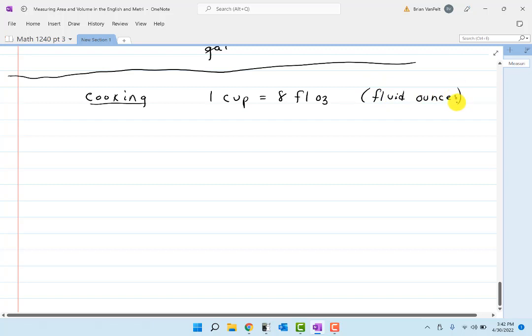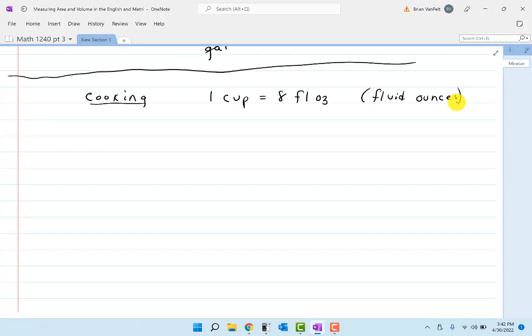Fluid ounces. Whoever came up with OZ for that, I don't know. But anyways, we use fluid ounces when we're talking about liquid volume. We use a slightly different term when we're talking about dry volume, but we're not really going to worry about that. We're more concerned with these connections right now.